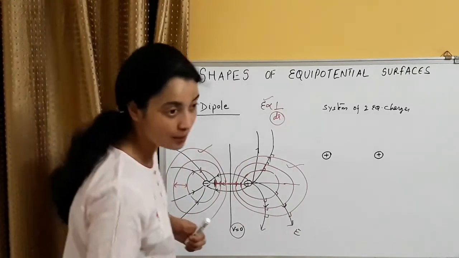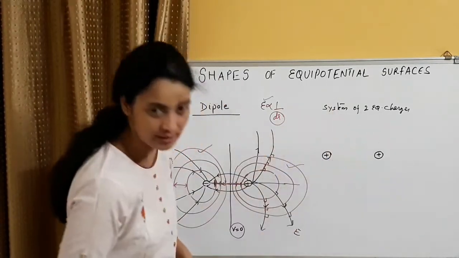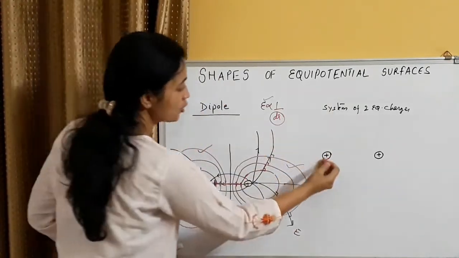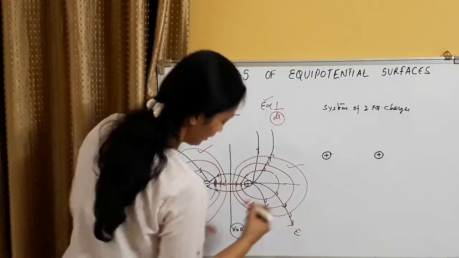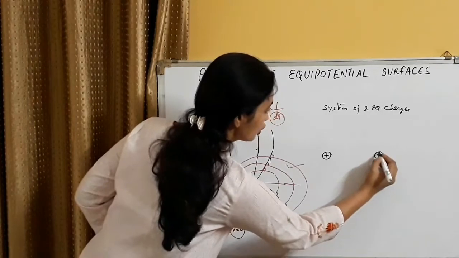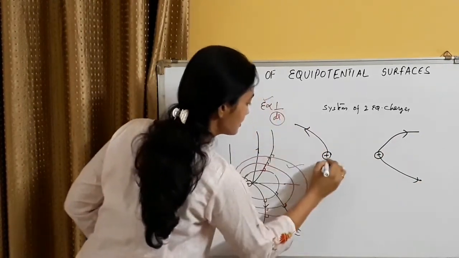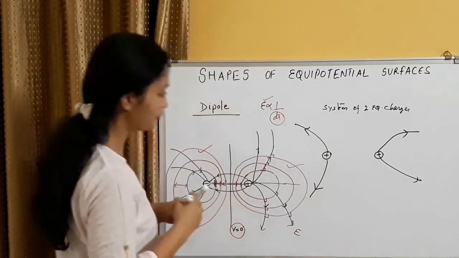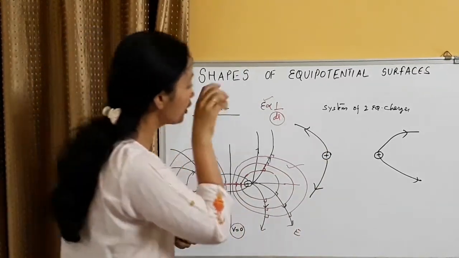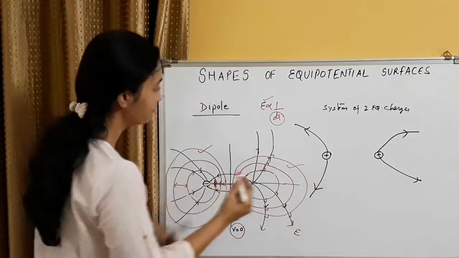Now when you have a system of two equal charges, suppose I have plus Q and plus Q, then first I will draw the electric field lines. They will be repelling away from each other like this. Why am I drawing electric field lines? Because I will make sure that my equipotential surfaces are perpendicular to the electric field lines.